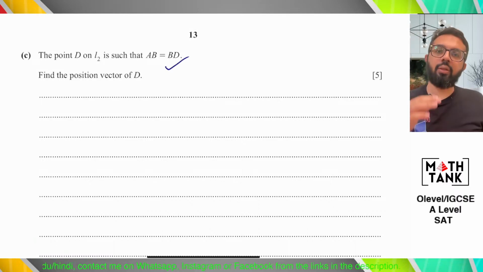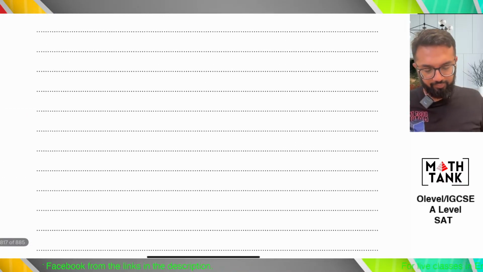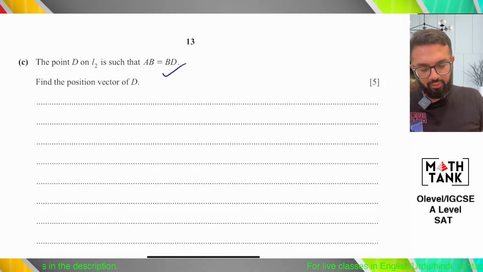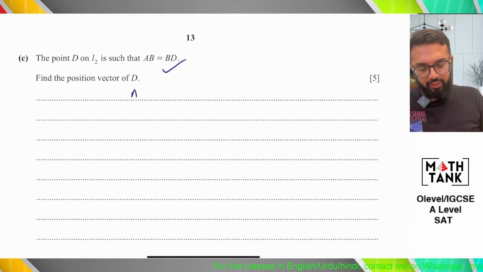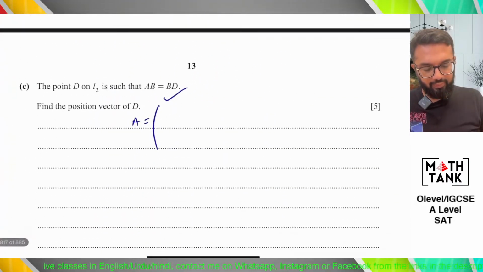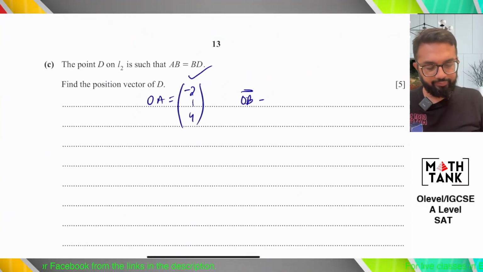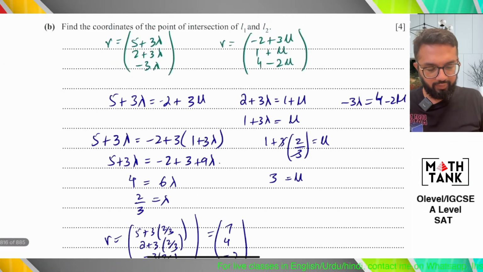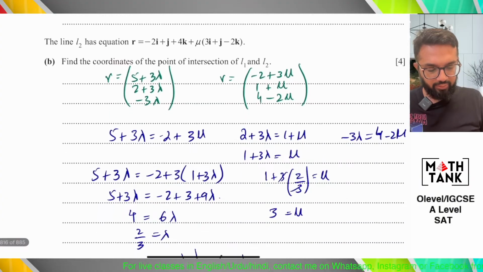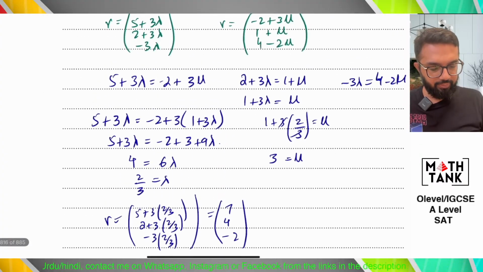Okay. The point D is on L2 such that AB equals BD. Okay, I'll have to write down the vectors because this is going to take me some time to do. Minus 2, 1, and 4. 5, 2, and 0. And since D is on L2, going to have the general coordinate of L2. It's going to be minus 2 plus 3 mu, 1 plus mu, and 4 minus.